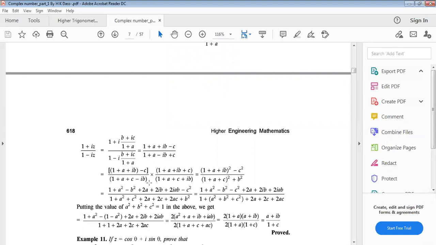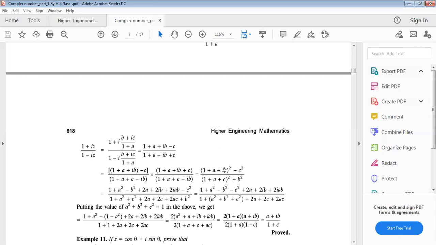Then to make the denominator free of i, we use the a square minus b square formula. Here a means 1 plus a plus c, and b means ib. Then 1 plus a plus c minus ib here, but we have taken plus ib in both numerator and denominator. Multiplying with this, we get (a plus b)(a minus b) = a square minus b square. (ib) whole square means only single b square, because i square equals minus 1. So minus minus cancel, only plus b square.